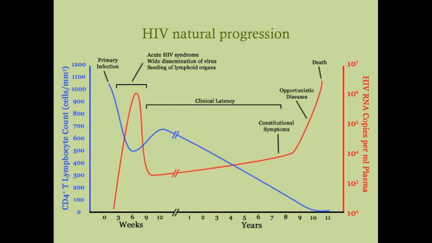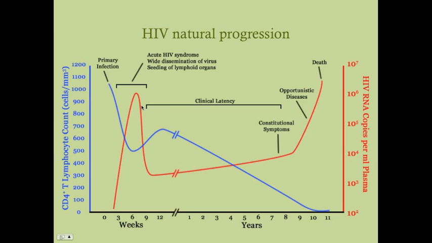So the natural progression of HIV from the point of infection, which would be here at 0 weeks, to death, which would be here at 10 to 11 years, and this is assuming that you're not taking any medications. This shows what happens to your CD4 count and what happens to your viral load.